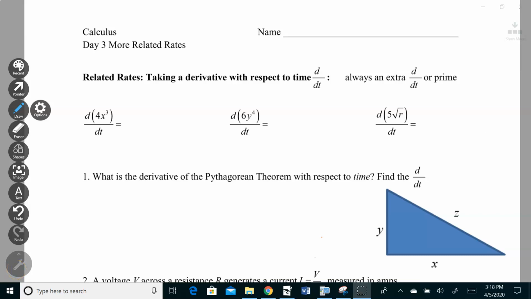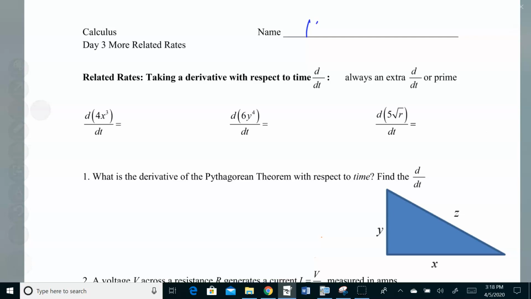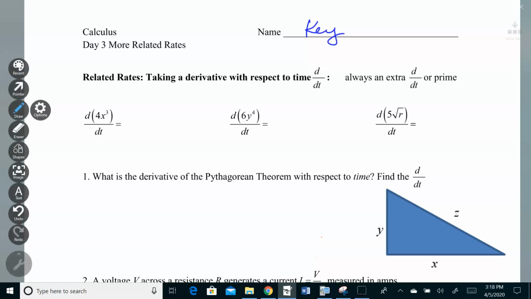Hello, welcome to day 3, more related rates. We'll be taking more derivatives with respect to time and seeing how things are changing in the moment. I'll start my notes for today. Key, again, taking the dt of everything.